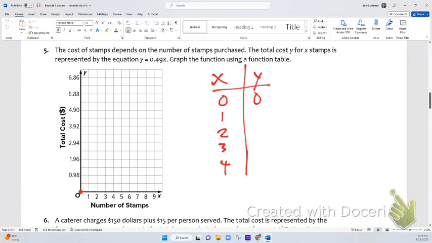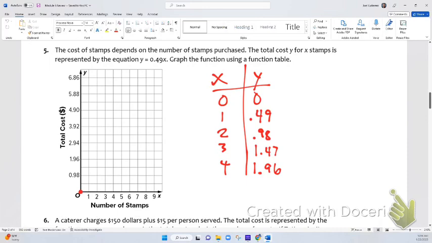So 1 times 49 cents, 49. 2 times 49 cents, and again, I'm just using my calculator here, 49 cents times 2 gives me 98 cents. 3 times 49 cents, 3 times 0.49, gives me $1.47. And if I decide to buy 4 stamps at 49 cents, that will cost me $3. Oh wait, let me double check that. 49 cents times 4 costs me $1.96.